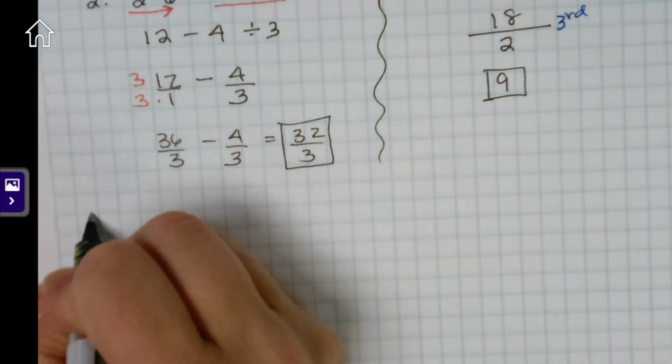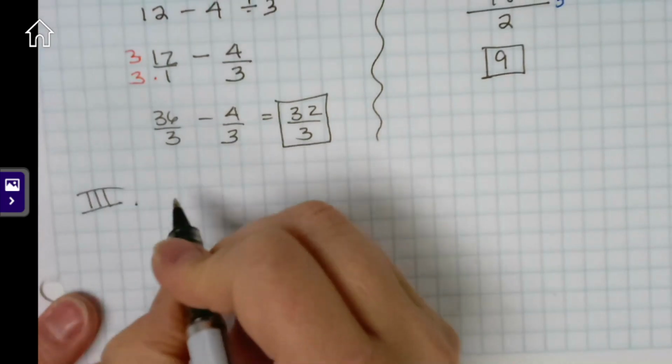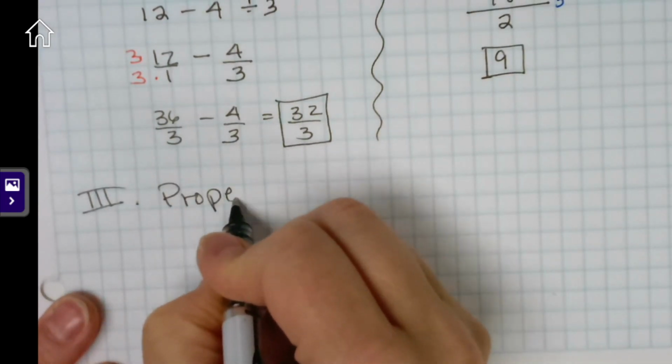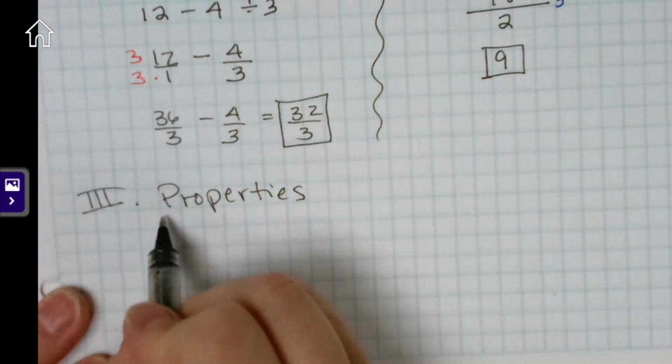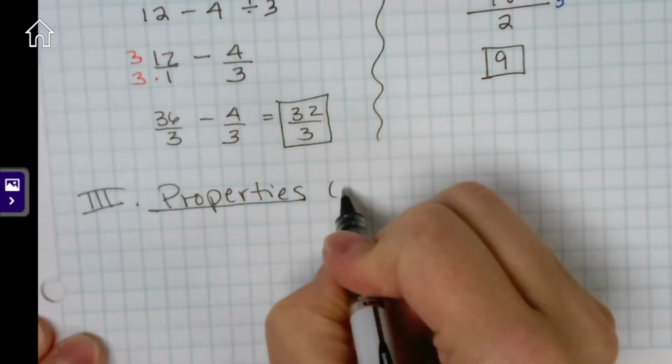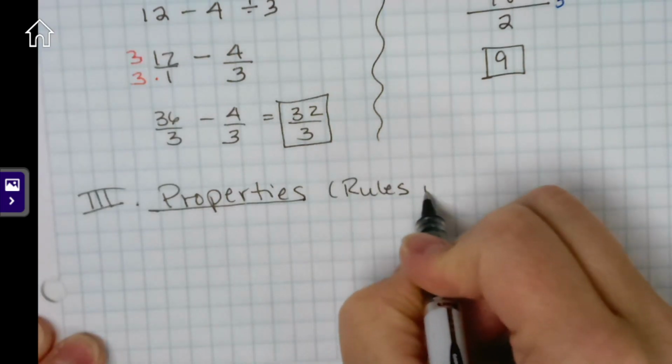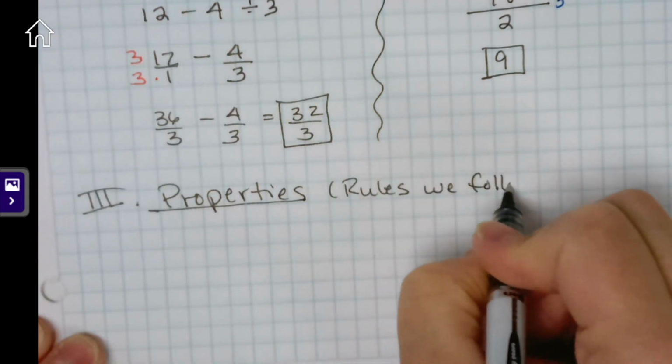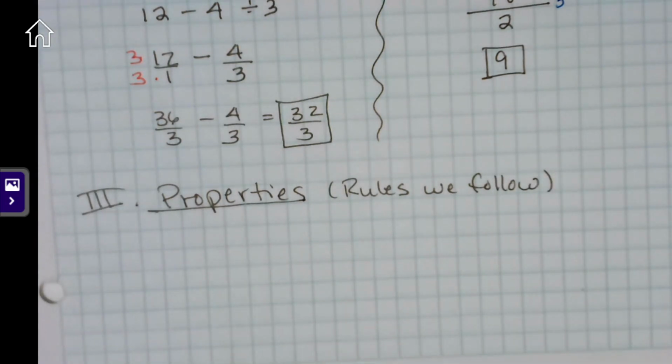All right, Roman numeral 3. Properties. There's actually a lot of properties we learn in algebra, so we learn them a little bit at a time. Properties are the rules we follow because they work no matter what the numbers are that we're using. Properties are always true. And some of these you're going to be like, well, that's obvious.